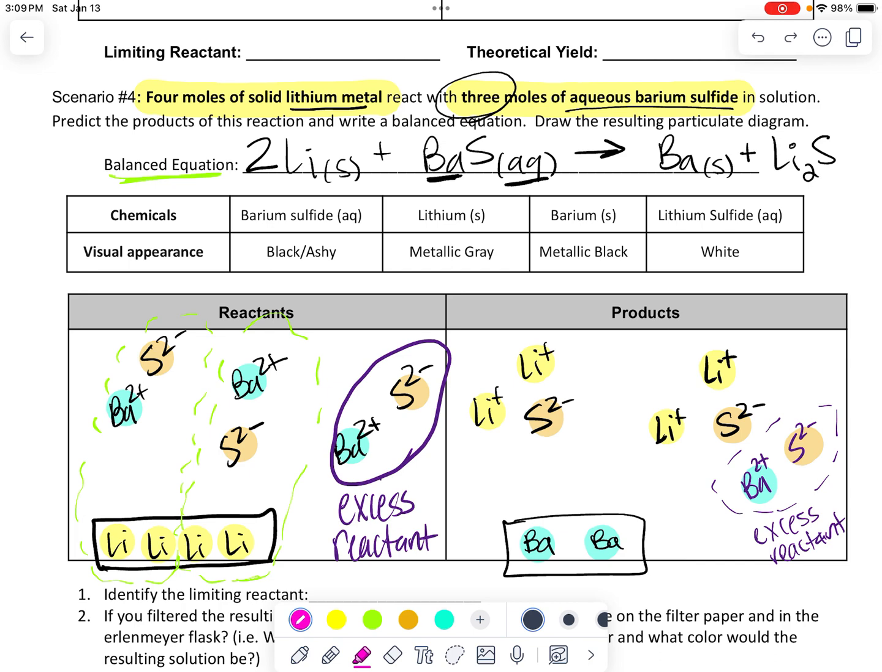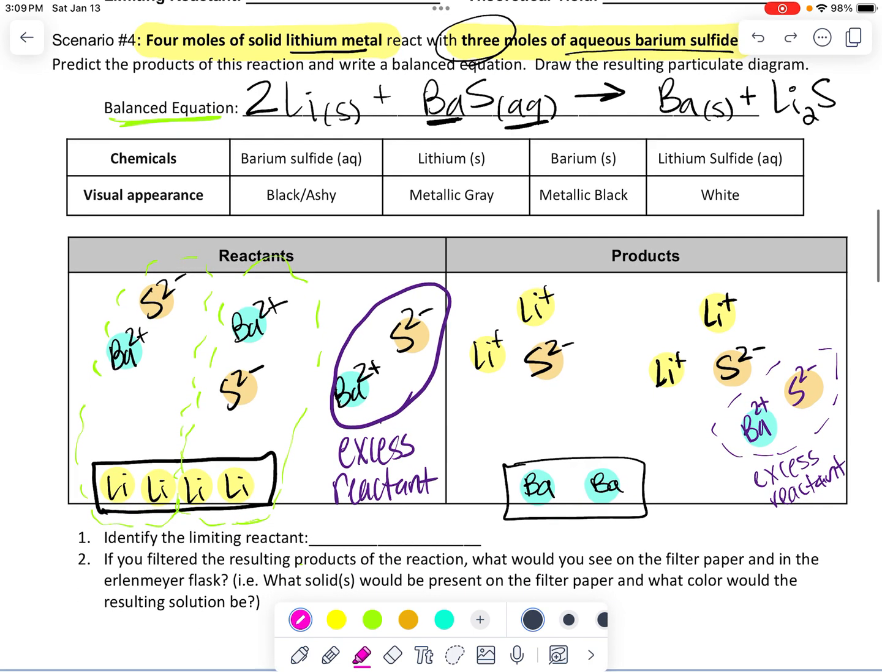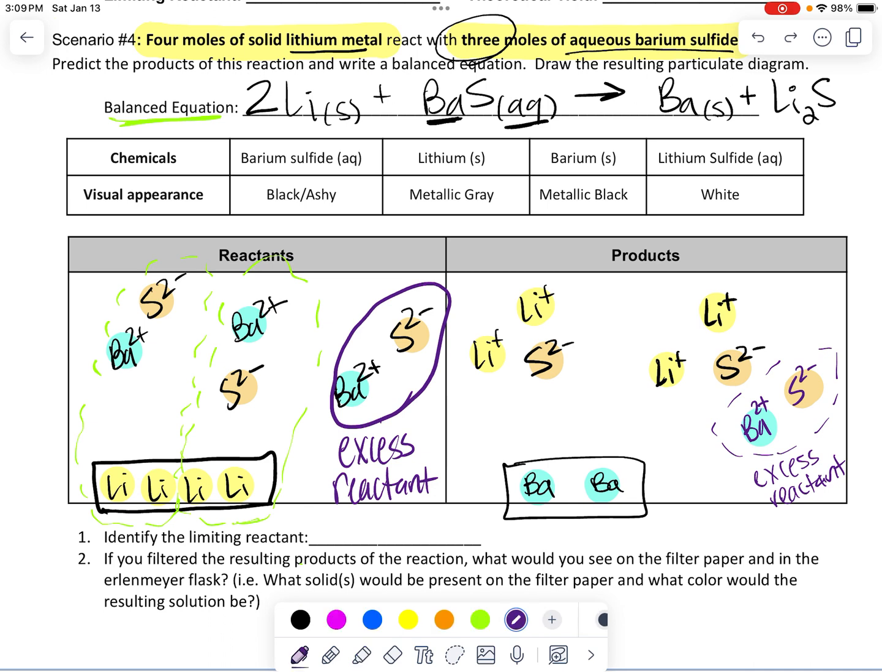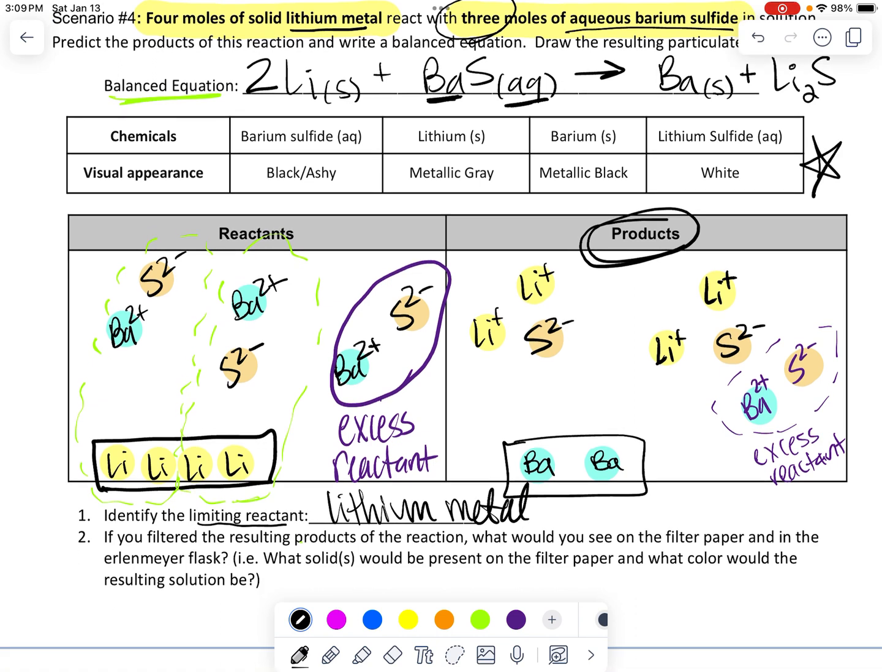All right, then there are some questions here about what the resulting product container would look like. So first, my limiting reactant. The limiting reactant is the thing that we ran out of. Notice that's not the barium sulfide, because I still see that in the container. So in this case, I ran out of my lithium metal solid. If I filter the resulting products, what would I see on the filter paper and what would I see in the flask? For that, I'm looking at this box and then using the table to determine what it would look like.